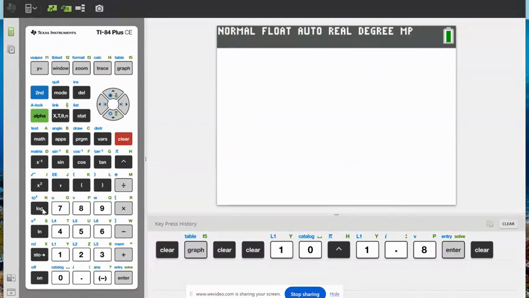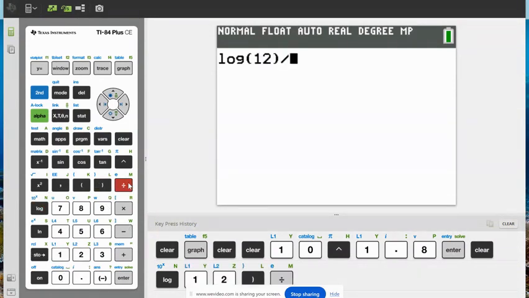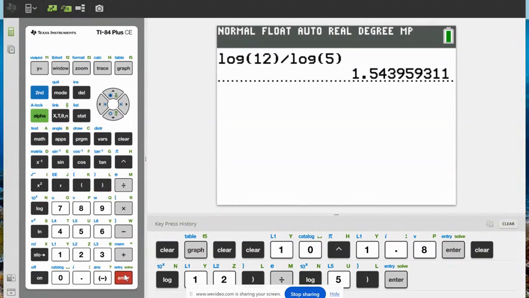Do you guys see right under the x squared how there's a log? We're going to press that. And immediately when there's no base there, isn't it log base 10? Isn't that what we were dealing with? So we're going to say log, and then we type in whatever that argument was. Was it 12? And then divided by log of 5. Enter, and we're going to go 3 decimal places, so it'll be 1.544. There we go.